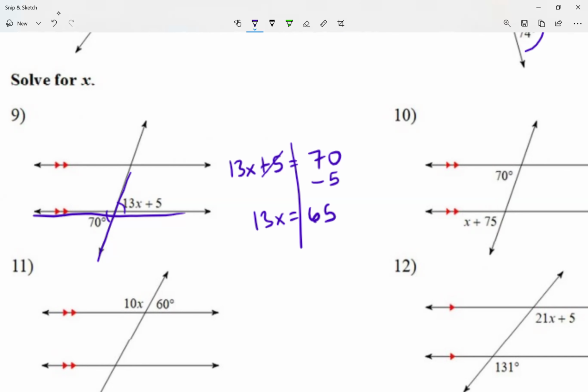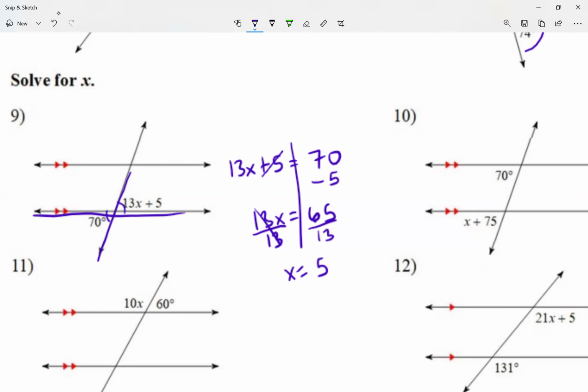Now, because the x is not by itself, it has a 13 in front of it, I'm going to divide both sides by 13 to get the x by itself. Use a calculator if you need to. 65 divided by 13. Keep in mind I call it dividing because a fraction is division. 65 divided by 13 is 5. So x is equal to 5. Remember, my instructions were solve for x. Solve basically means find a value that makes this statement true. So the value of x in this case is 5.